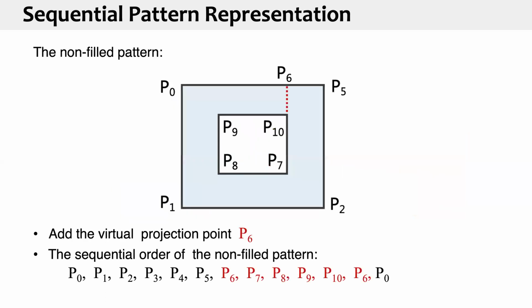For the non-filled pattern in this figure, we add the virtual projection point P6, such that the sequential order of the non-filled pattern is P0, P1, P2, P3, P4, P5, P6, P7, P8, P9, P10, P6, P0. Such sequential pattern representation is lossless and has high coding efficiency. Our sequential modeling explicitly encodes the shapes and spatial layouts of patterns as 1D sequences, which are more friendly for generative modeling with a transformer.